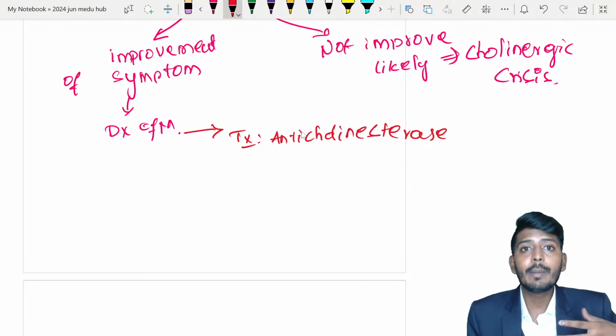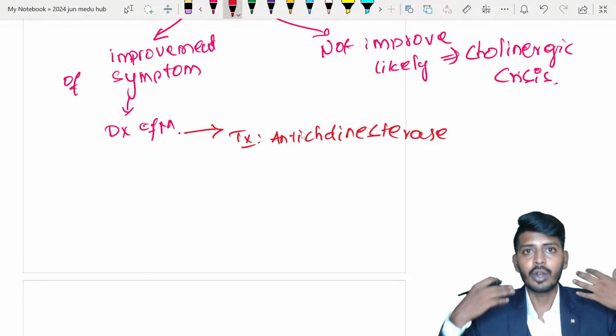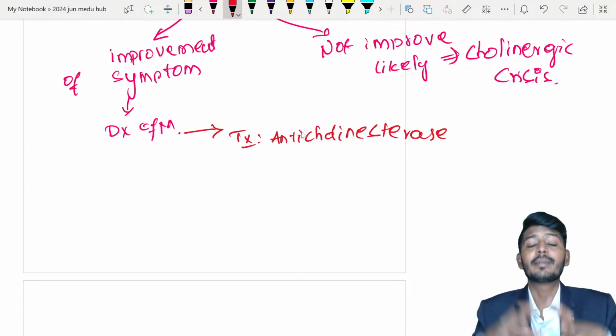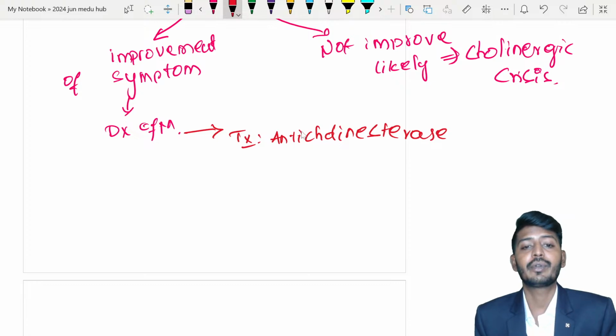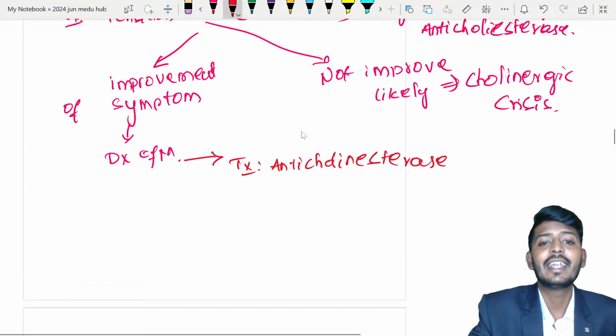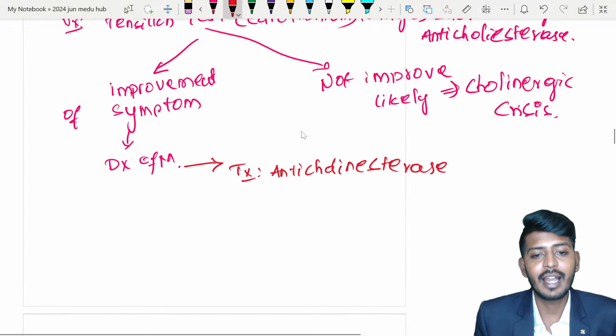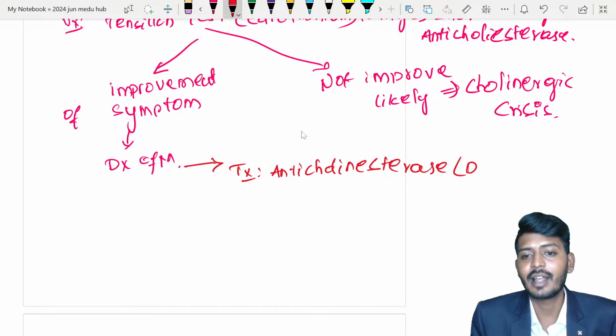Kyunki brain ke andar toh koi muscle nahi. Inside the brain there is no muscle. Only in the periphery you have a muscle. So these muscles, if they have to work, what we are supposed to understand? So we need to use an anticholinesterase drug. So the first line drug of choice, anticholinesterases are the drug of choice.